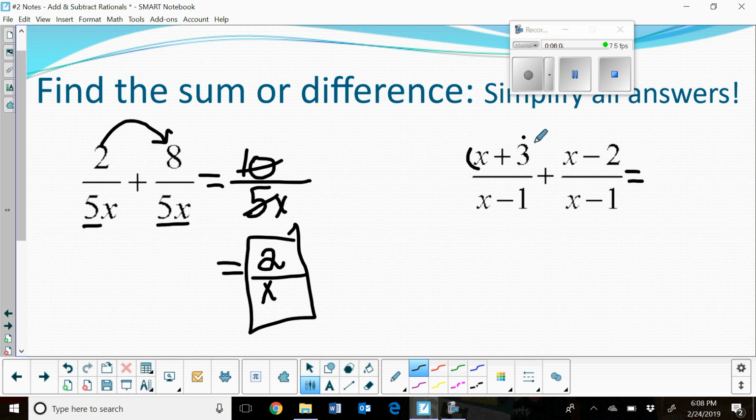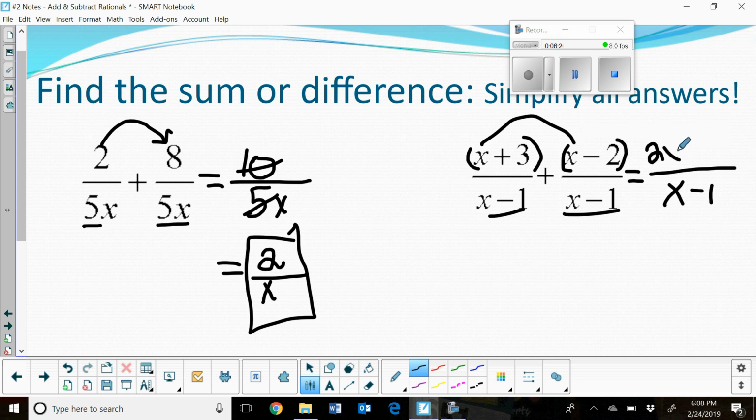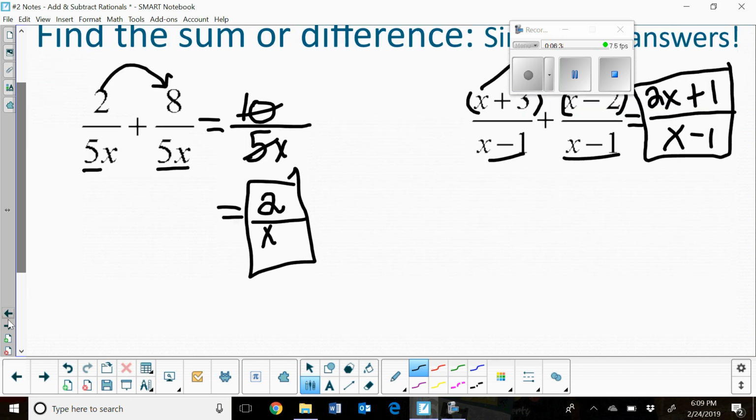So I have a binomial on top, an x plus 3 plus an x minus 2. Notice my denominators match, so I can just bring my denominator over. It's just going to be an x minus 1, and then I add the numerators. So I'm going to add x to x, which is 2x, and I'm going to add 3 and negative 2, which is positive 1. That one I can't factor, so there is my final answer. You always want to try to factor these because sometimes the factors will cancel.